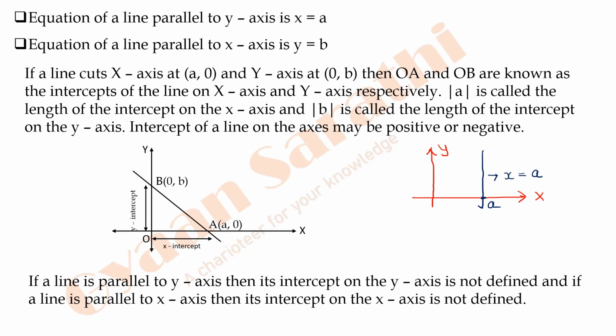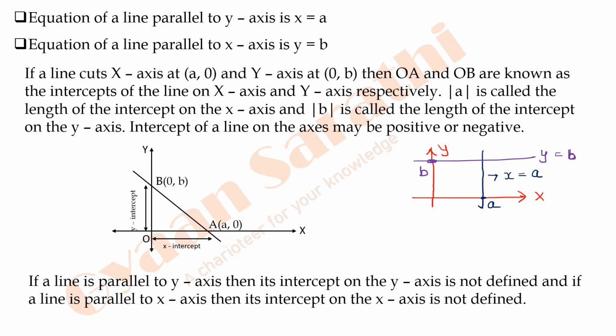Similarly, the equation of a line parallel to the x-axis is y is equal to b. Now if we consider a line like this, and this is point B, then the equation of this line will be y is equal to b, because at every point on the line the value of y would be b.